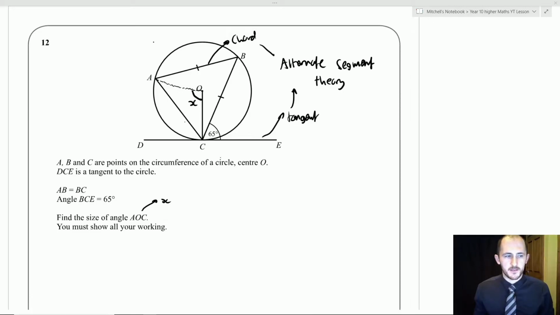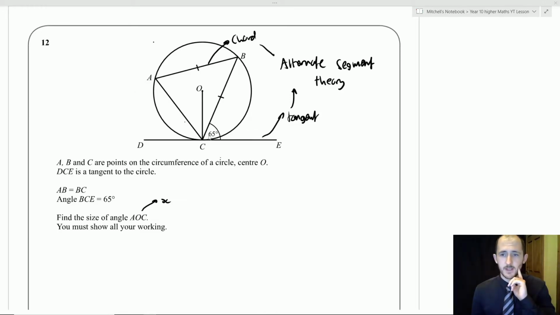Let me think. Okay, this should be fine. This one's going to be kind of hard to picture. I've worked it out in my head. For now, I'm going to get rid of that symbol, but just remember what angle we're looking for, okay? I'm just going to get rid of it for now. Hope that's okay.